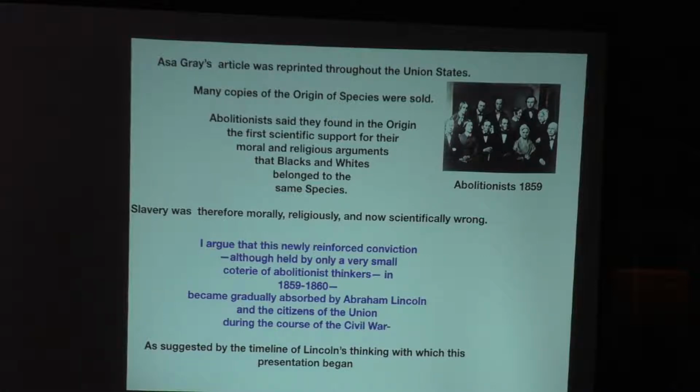Here is my thesis. What I'm saying is that Asa Gray got these ideas out. The abolitionists were among the intellectual set that read all of these essays that Gray wrote. All of them began to say, this is the first scientific proof that blacks and whites are indeed of the same species, the ultimate proof of which is the fact that there are such things as mulattoes who are fertile. You know, there are black and white offspring who produce other offspring, all right?